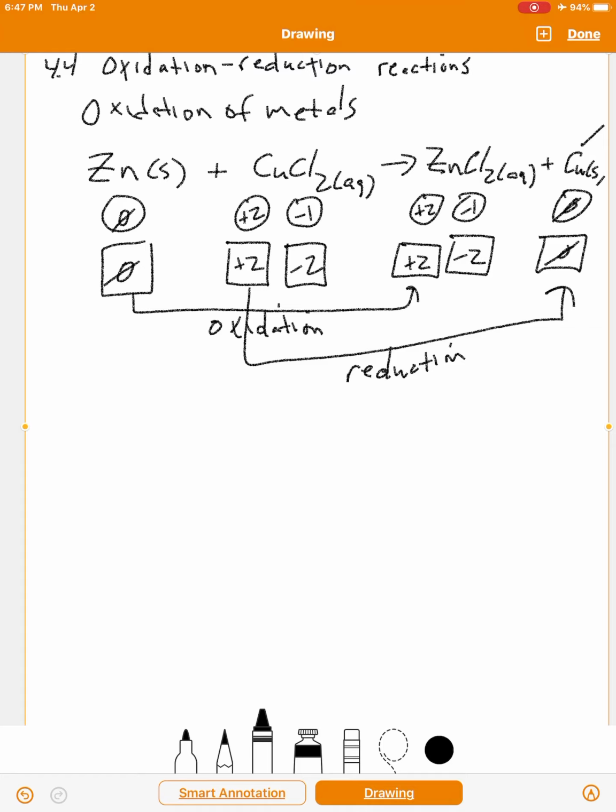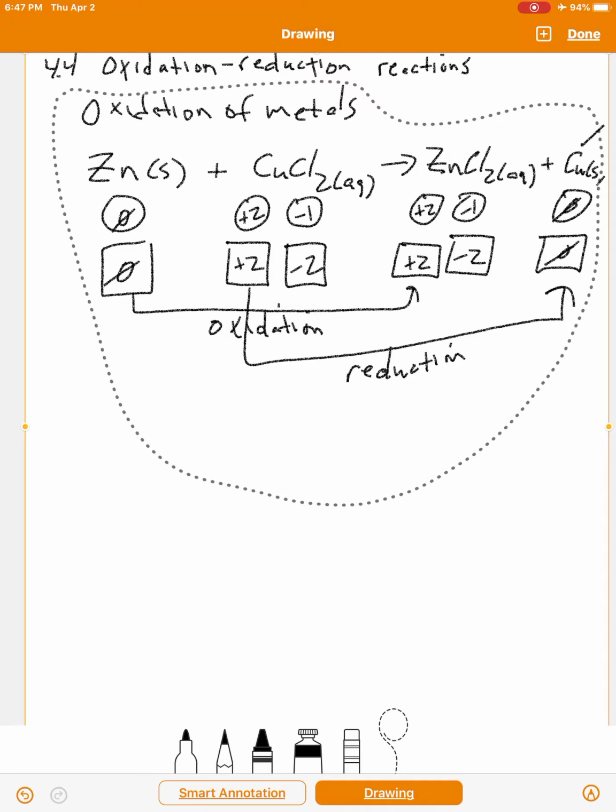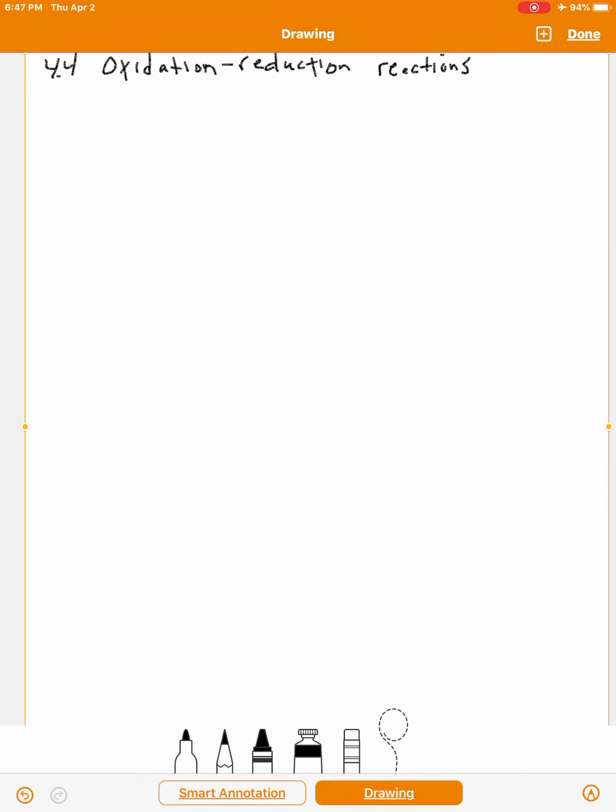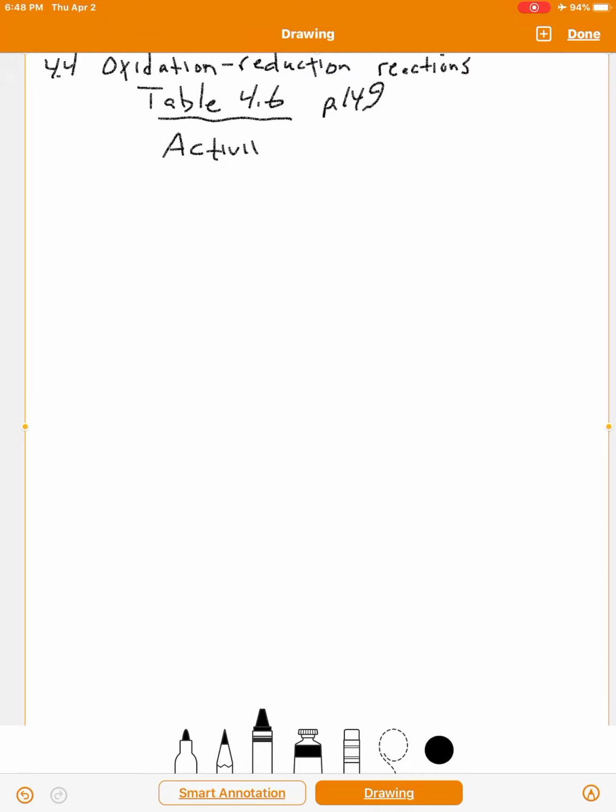And it turns out there's a nice little sequence that shows you which metal can oxidize which other metals, which ones oxidize and which ones reduce each other. And that is shown in table 4.6. Okay, table 4.6 is on page 149, and it's what's called the activity series. So the activity series, it shows you a list of elements. And then it shows you what the half reaction looks like for oxidation.